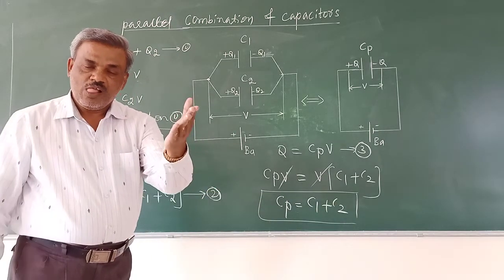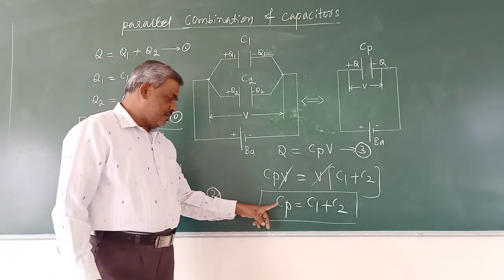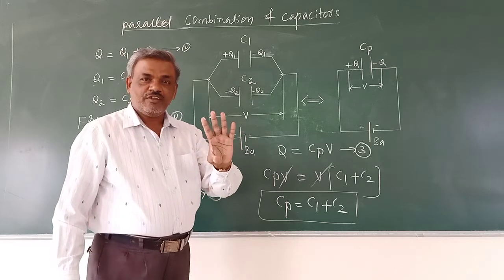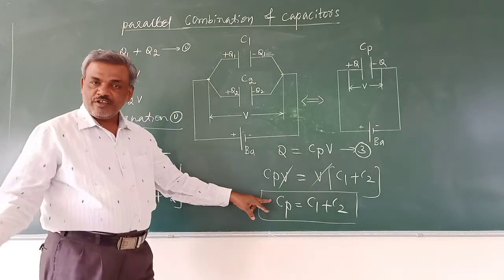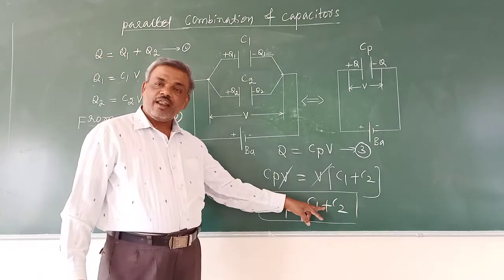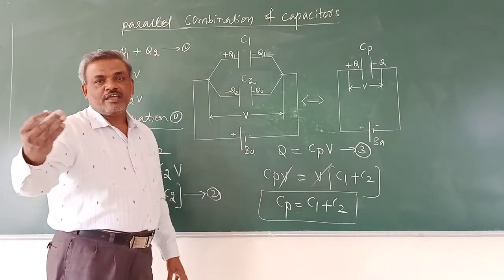This is effective or equivalent capacitance when two capacitors are connected in parallel. CP equal to C1 plus C2. Define effective or equivalent capacitance in parallel combination. The effective or equivalent capacitance of a number of capacitors connected in parallel is equal to sum of their individual capacitances.